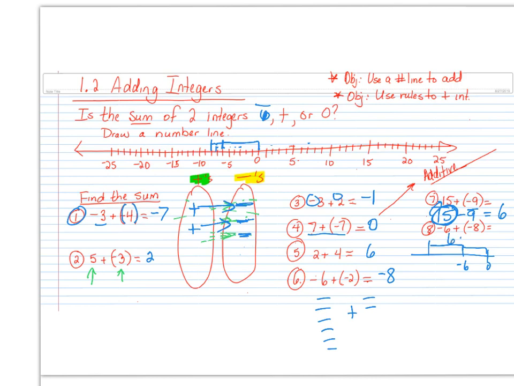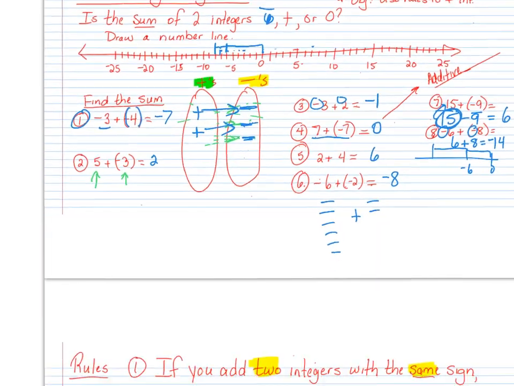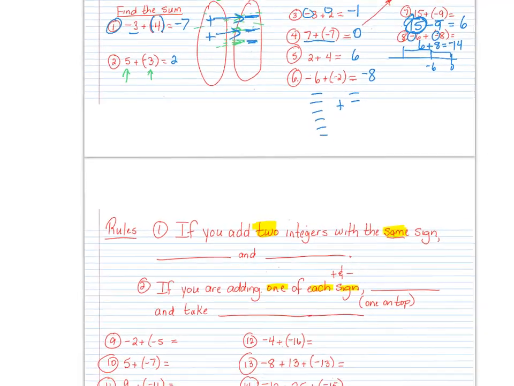So what we do is we add 6 plus 8. We look at their absolute values. We add them, and we get 14. But then we've got to keep the sign, which is negative. Okay? So here are your rules.